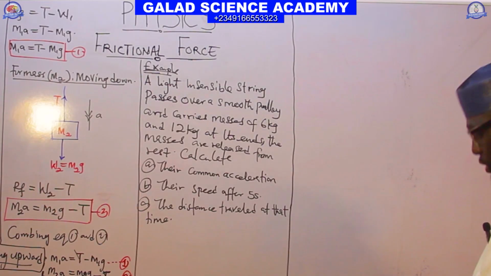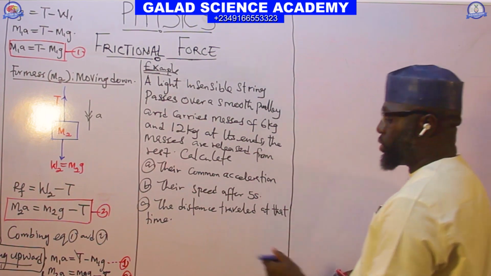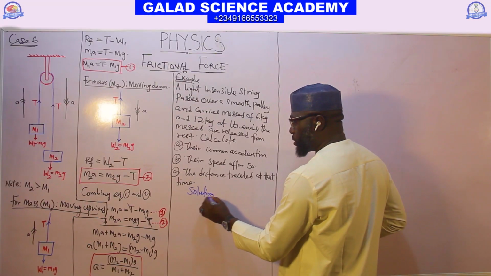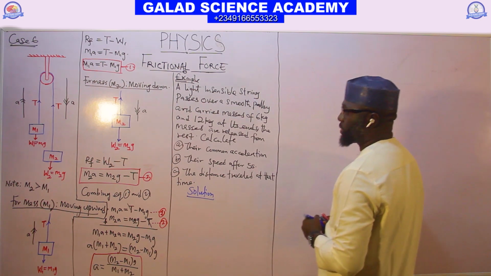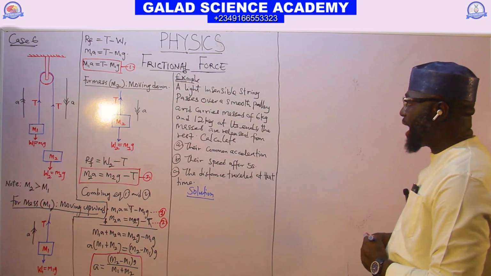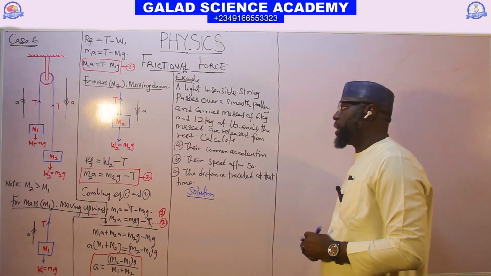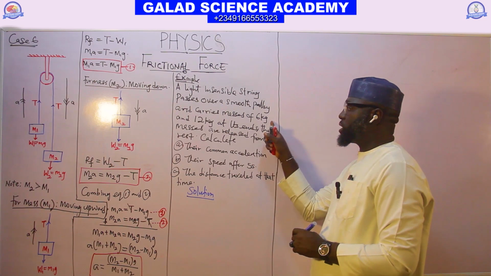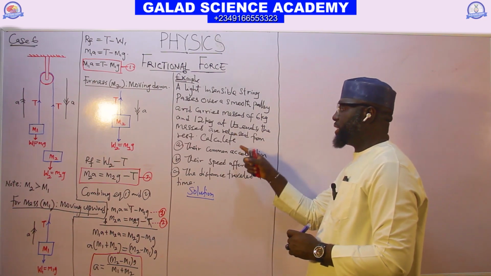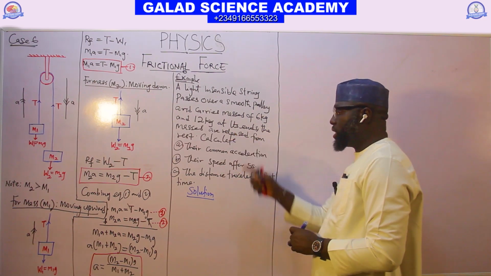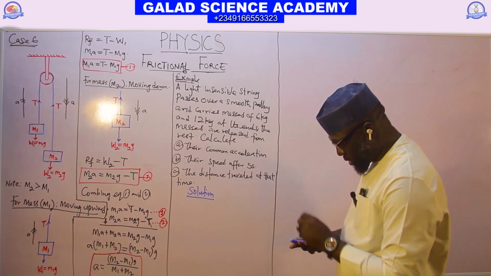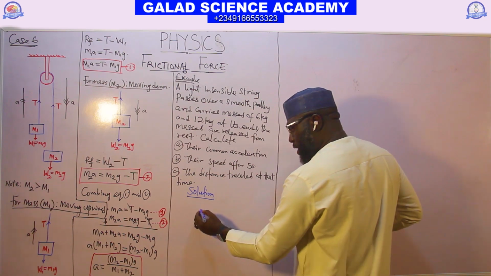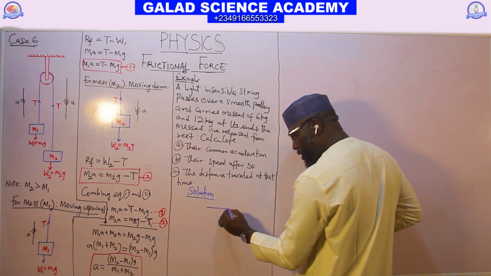So let us solve this question together. Solution. A light inextensible string passes over a smooth pulley and carries masses of 6 kg and 12 kg at the ends. The masses are released from rest. Let's calculate. For this, let me draw the pulley system.